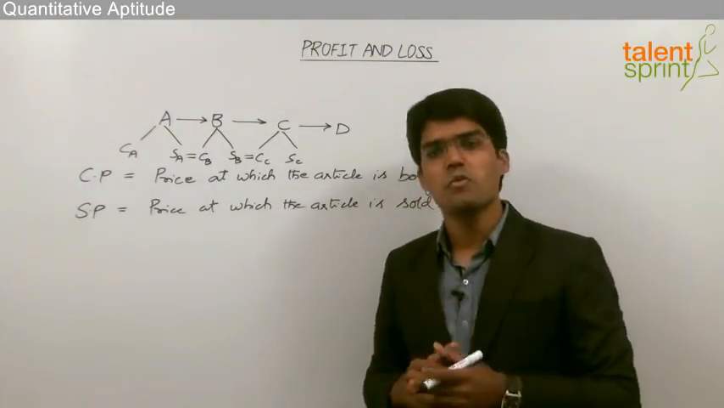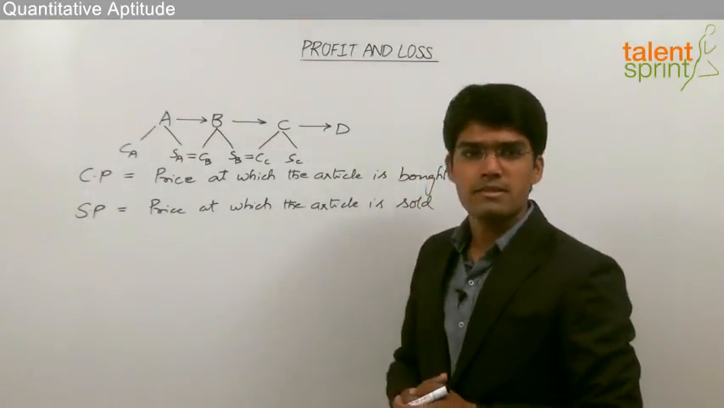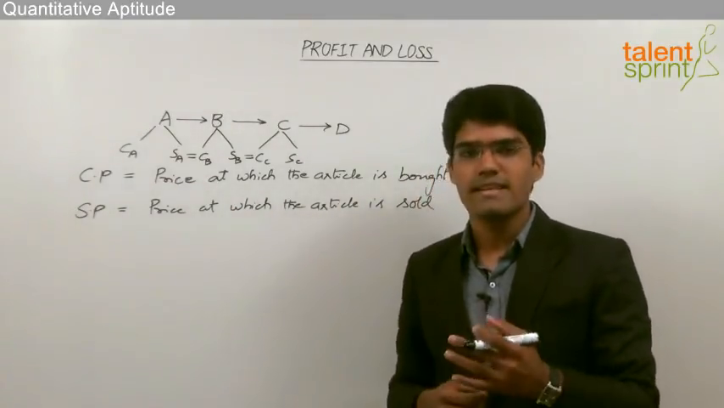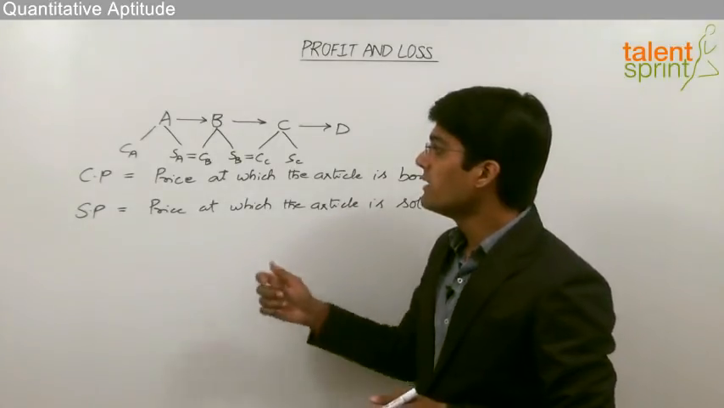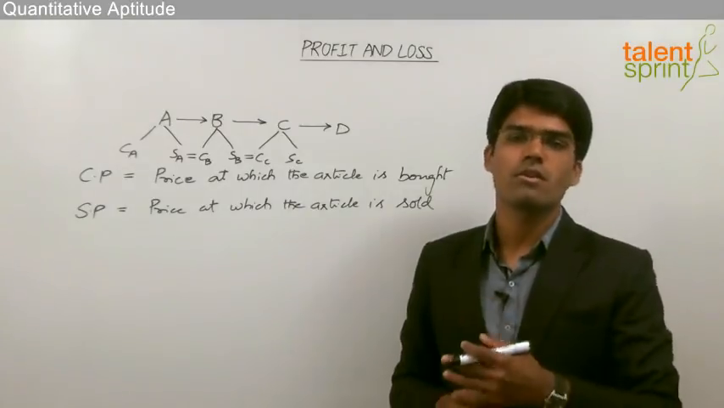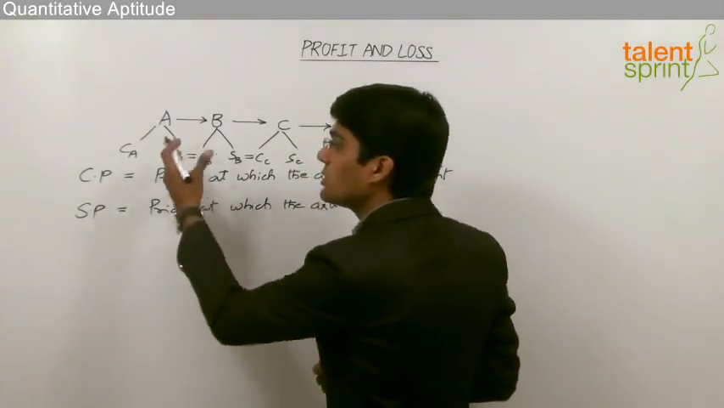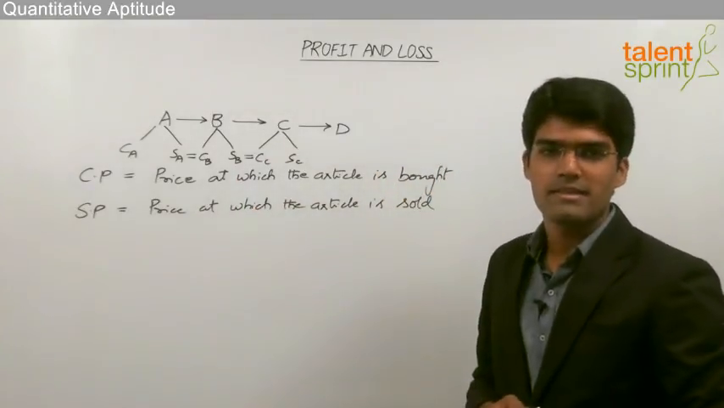So what we have learned so far is what is cost price. It is the price at which an article is bought. What is selling price? The price at which the article is sold. And the other point we have understood is that selling price of one person should be equal to the cost price of the next person. And as discussed, profit and loss both are nothing but the difference between selling price and cost price.